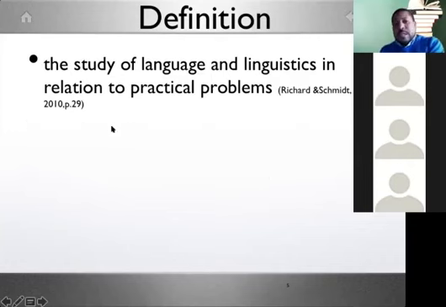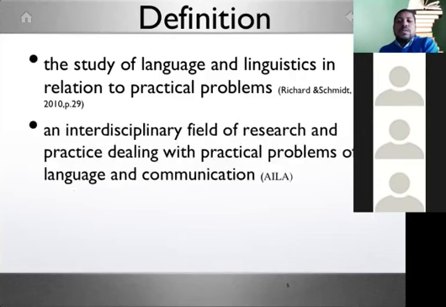Now I'm trying to define applied linguistics in my own words based on this first definition. So applied linguistics is a field of study which is interested in any issue, in any topic that evolves around language and linguistics when it involves a practical problem, an everyday problem that can be actually solved. That's what we mean by a practical problem, a problem that could actually be solved.